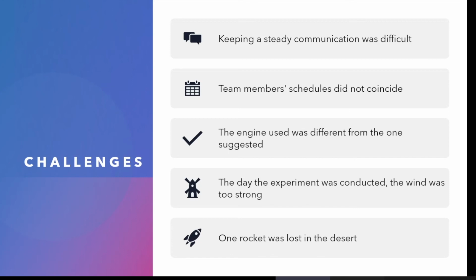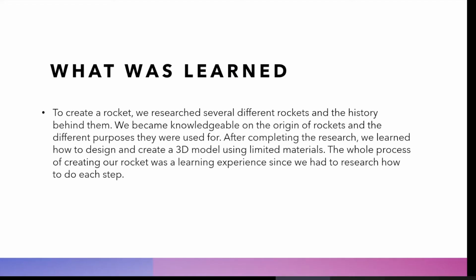The day that the experiment was conducted, the wind was too strong, so we actually had to work on the experiment 2 days in a row because the first day the wind was too strong, so we couldn't launch the rocket. The second day the wind was still strong, but not as strong as the day before, so we still had some trouble launching the rocket. And one rocket was lost in the desert. Our first rocket was lost in the desert, so we could only launch it once.